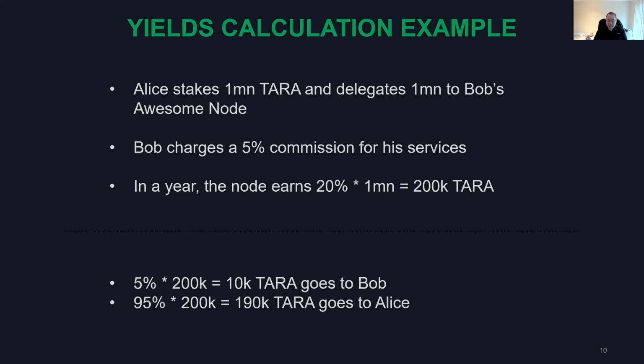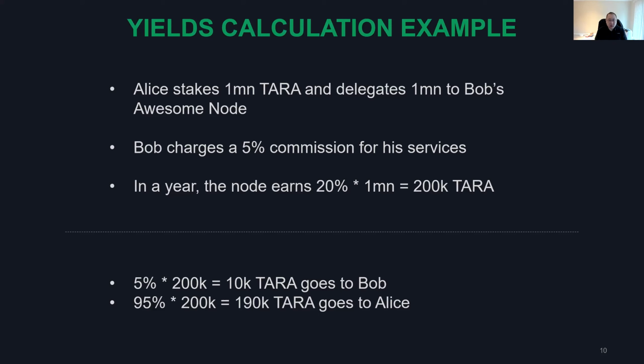So who gets what? Bob charges 5%, so he gets 5% of that 200,000. That's 10,000 Terra, and that goes to Bob for his services rendered in operating that node. The remaining 95% of the 200,000, which is 190,000, goes to Alice. So that's it. Very, very straightforward. Very simple.